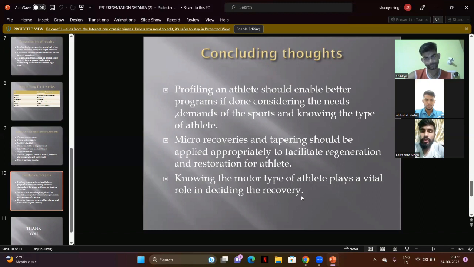The last thing is that knowing the motor type of an athlete plays a vital role in deciding the recoveries. Understanding the athlete's motor type, that is whether the athlete is towards the force side or the speed side, or is elastic in nature or force driven in nature, will also decide the recovery. Fast twitch fiber athletes, which are explosive in nature, need more recovery than athletes who are endurance based with type 1 fibers. So all these things will be considered in the program.